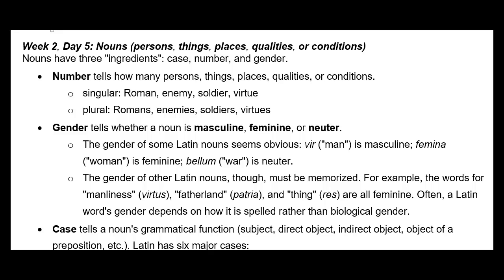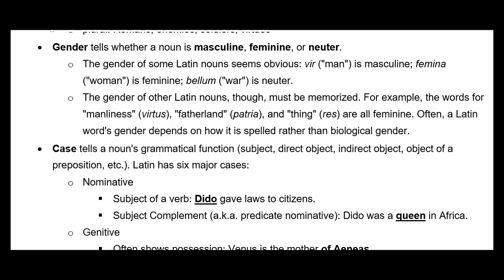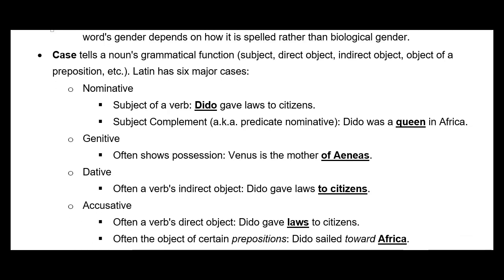There's also something that Latin nouns have called case, and this is the most complicated of the three ingredients that a noun has. Case tells you a noun's grammatical function, whether it's the subject, whether it's the direct object, whether it's an indirect object, whether it's the object of a preposition, and so on. Latin has 6 major cases.